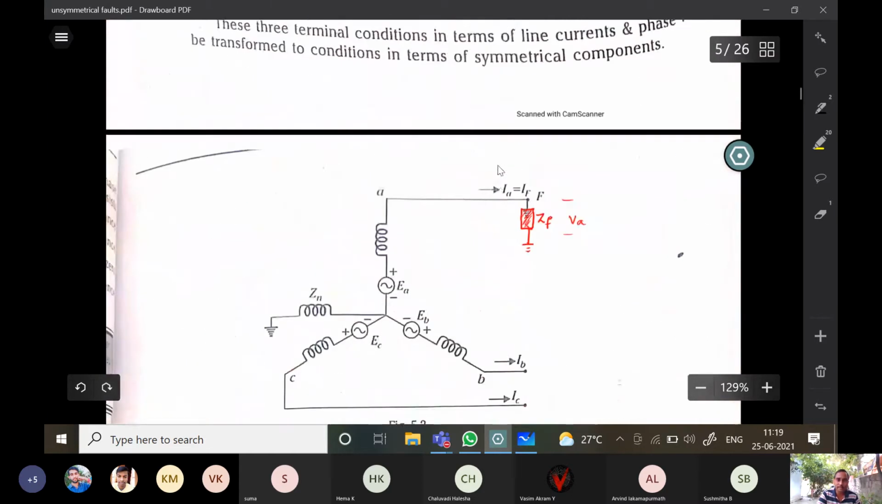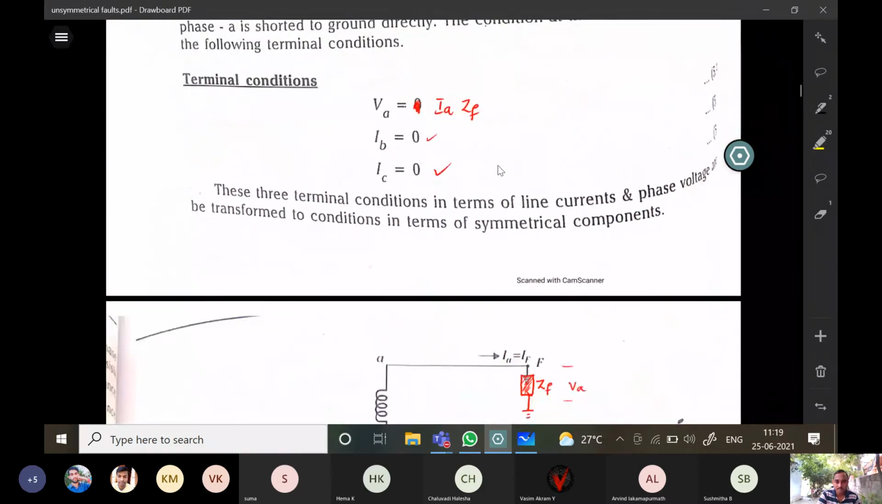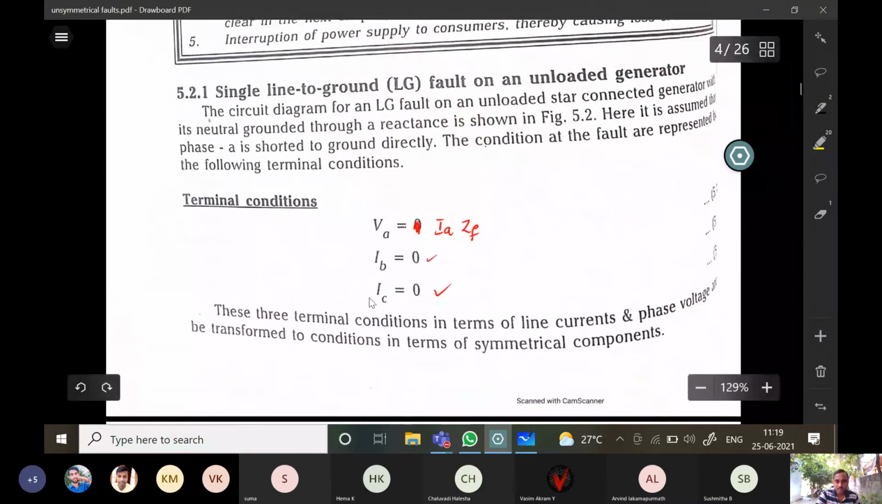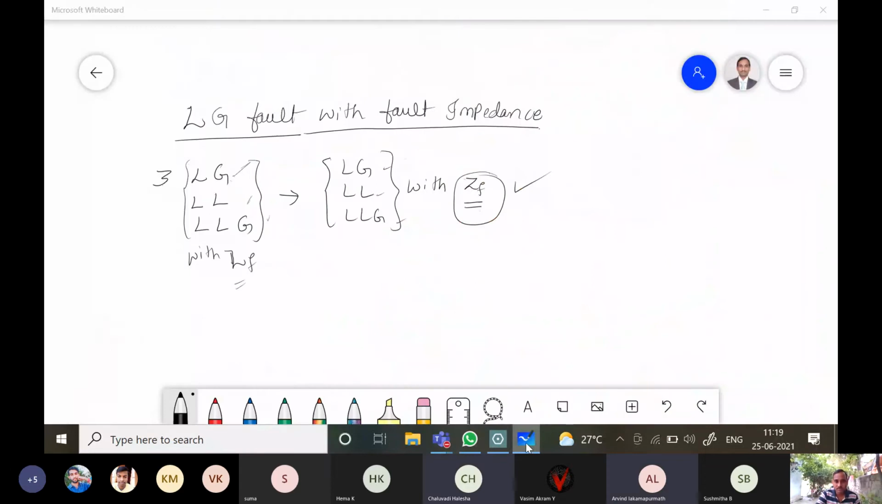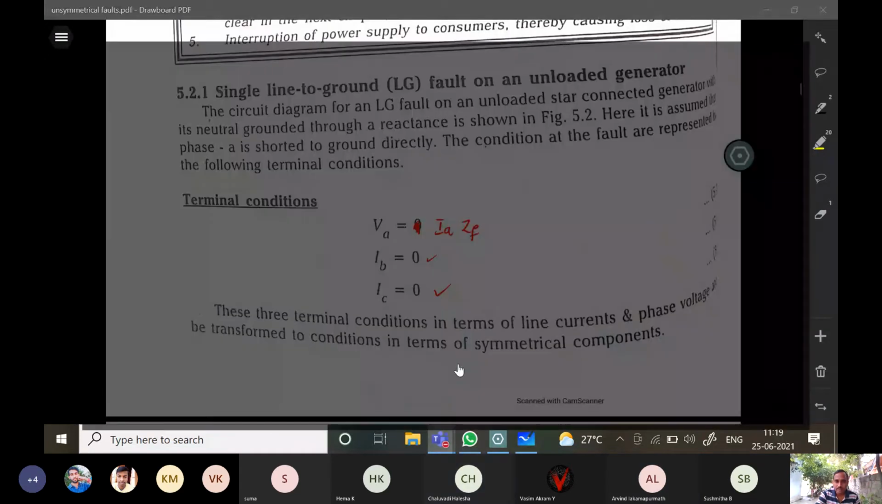Is it clear? Or have you understood these things? Yes, sir. Yes, sir. Any doubt?